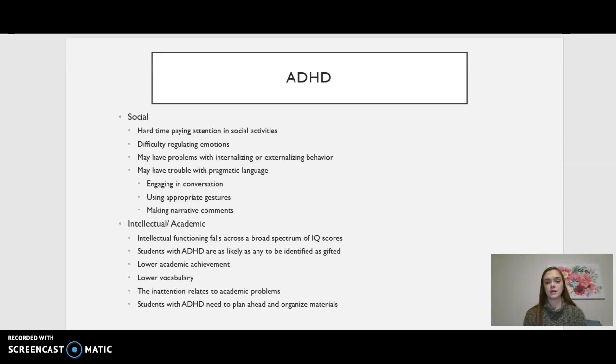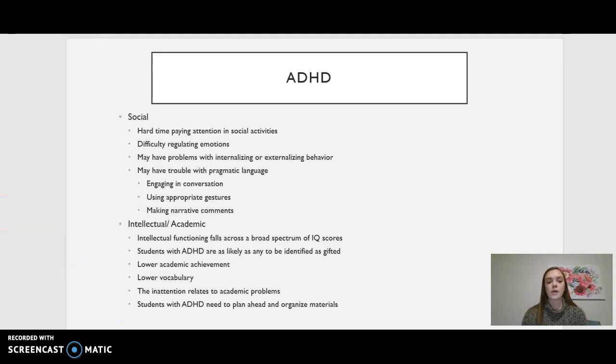So the next exceptionality would be ADHD. One of the first characteristics of ADHD would be the social characteristics of it and the social aspects. So basically they have a hard time paying attention in their social activities. They have difficulty regulating their emotions, and they may have trouble with pragmatic language, such as engaging in conversation or using appropriate gestures.